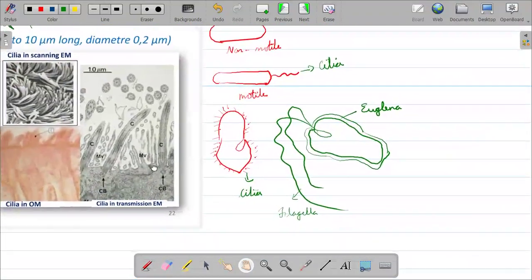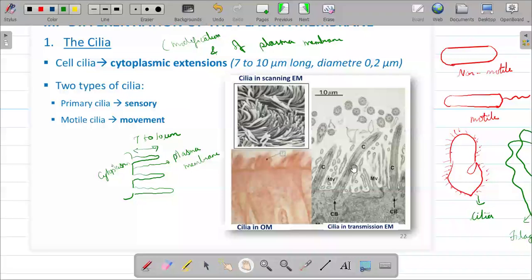What I've showed you, everything is motile cilia. They help in locomotion. In some organisms, the cilia help in sensing, to identify the environment. So we have two types of cilia to understand here: primary cilia, and motile cilia. Cilia are helpful in identification and movement of an organism. For identification we have primary cilia, and for movement we have motile cilia.